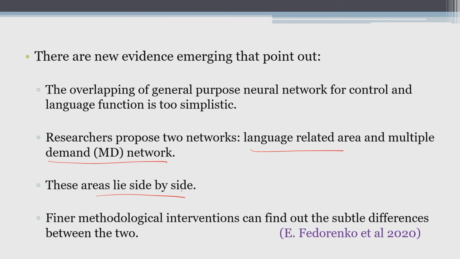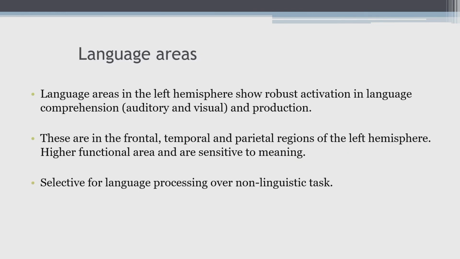Basically, they propose that finer methodological interventions are needed in order to find out the subtle differences between these two areas. So, what is the language area? They propose that the language area is only in the left hemisphere, and it shows robust activation in language comprehension and production. All kinds of language processing that need control mechanisms are there in the left hemisphere.